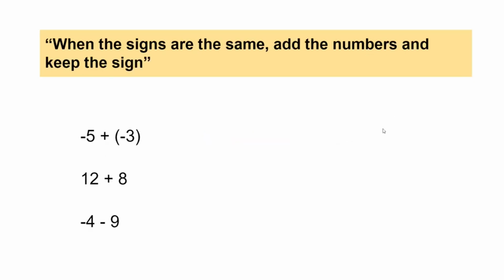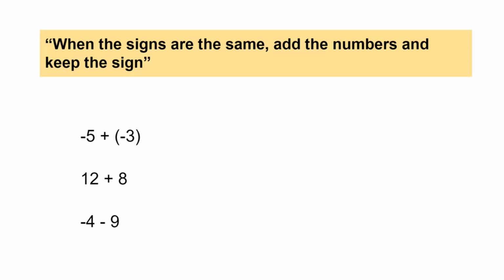Another rule that's worth keeping in mind when we are combining numbers involving negative numbers is that when the signs are the same, add the numbers and keep the sign. Let's look at this first example. Negative 5 plus a negative 3. The signs are the same.